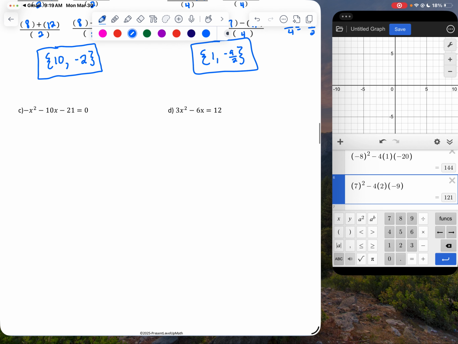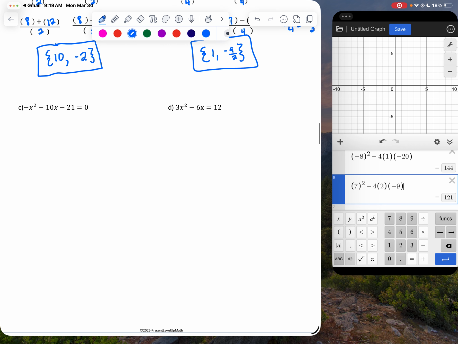All right, in problem C and D, we're going to do the same thing, but this time I've taken away the scaffolding, and you're going to be setting up the formula on your own. So in problem C, we have negative x squared minus 10x minus 21 is equal to 0. Now this problem's already equal to 0, so we don't have to move anything around, but we're going to begin by identifying our A, our B, and our C. So in this problem, A is negative 1, B is negative 10, C is negative 21.